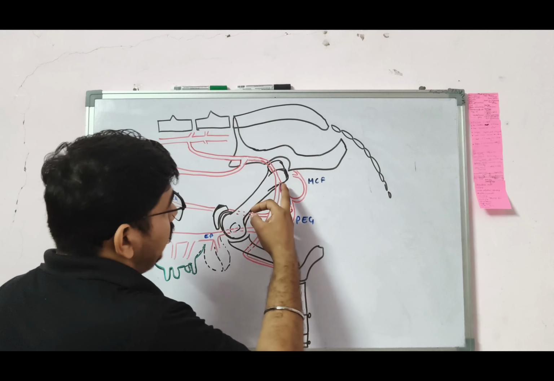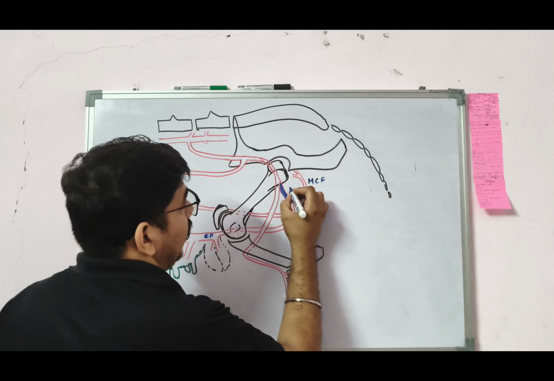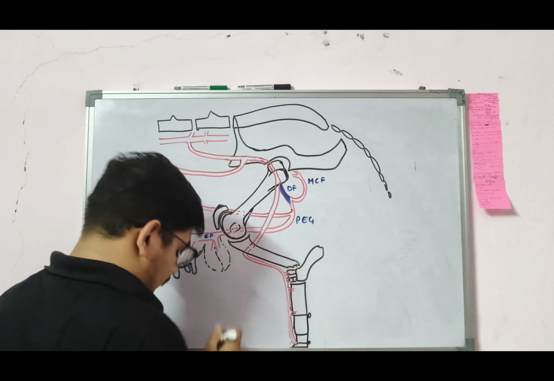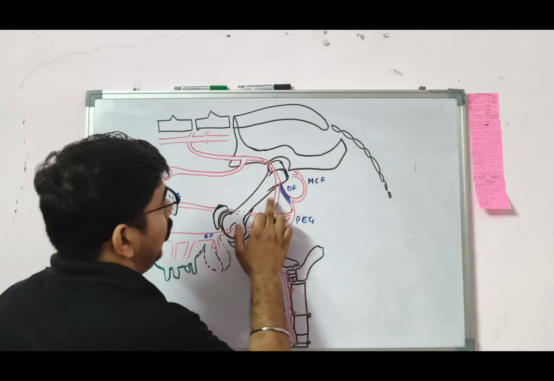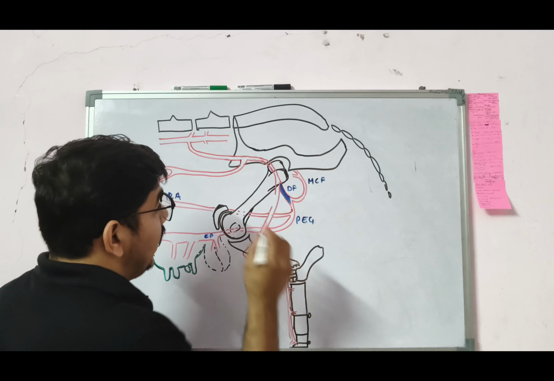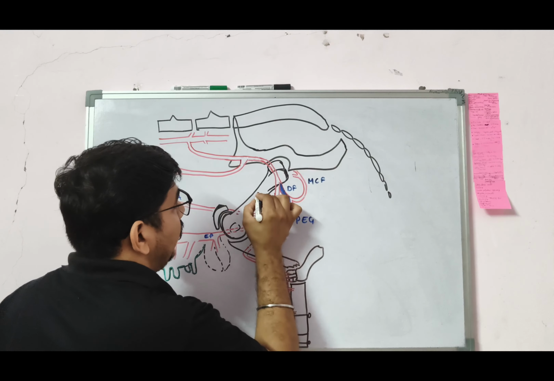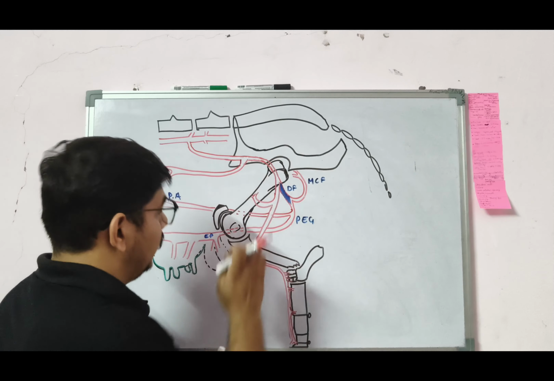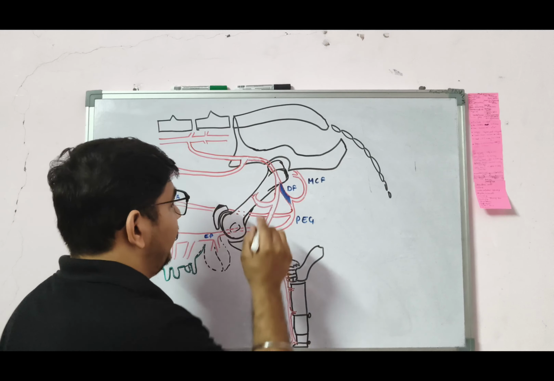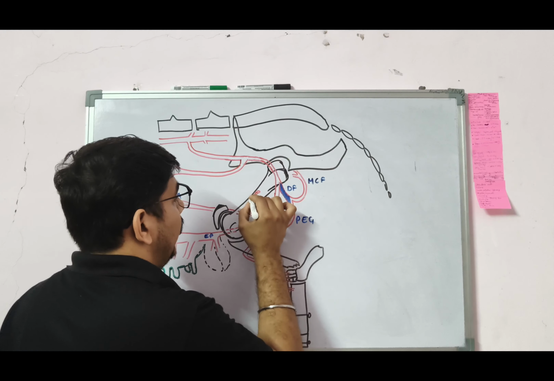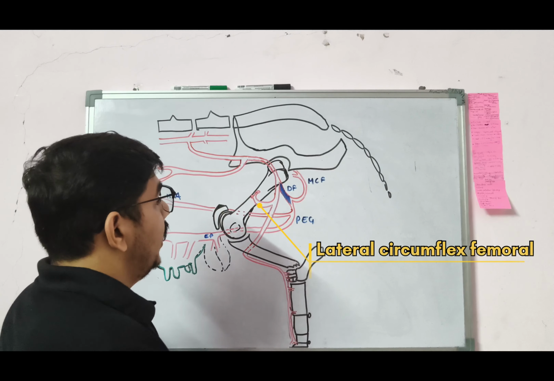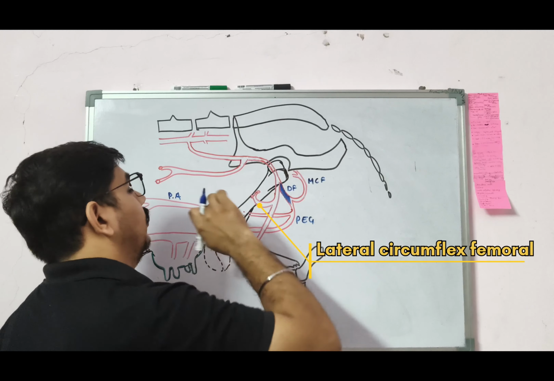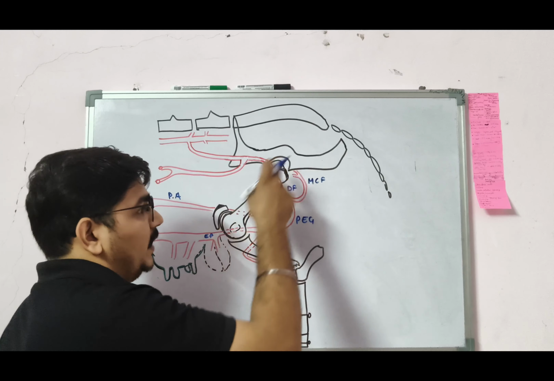Now, after the dorsal femoral, an extra branch emerges out, known as lateral circumflex femoral. As I mentioned, this is the lateral aspect. So this circumflex turns over and supplies the lateral aspect of muscles.